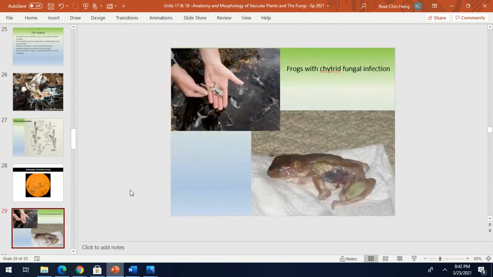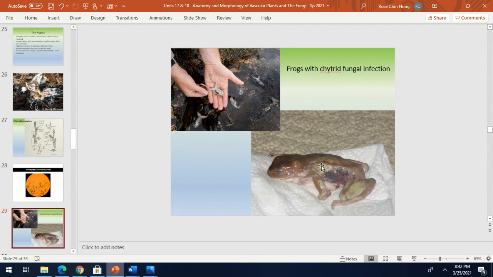And here, since a lot of these chytrids are aquatic, with the global warming and the climate changing that's happening now, since we have more rains and all that stuff, in the tropics they have a lot of frogs that die due to chytridal fungal infection.